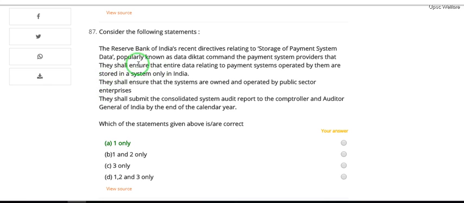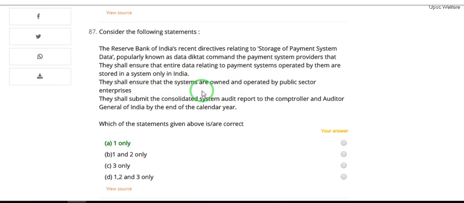So see, first is correct. Why is it so? Because this shall ensure the entire data relating to the payment system operated by them is stored in a system only in India, of course. And the government is also recommending many websites, for example Amazon and Walmart, to store the whole data in India only. So if we see the Reserve Bank and the recent directives, only one is going to be correct.